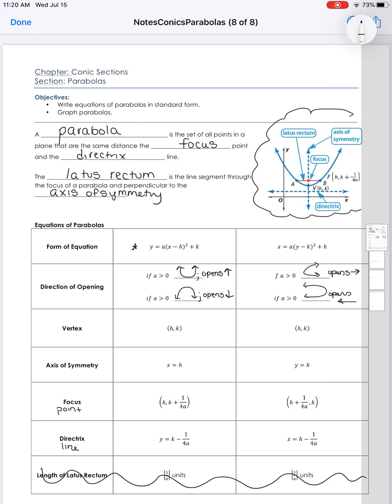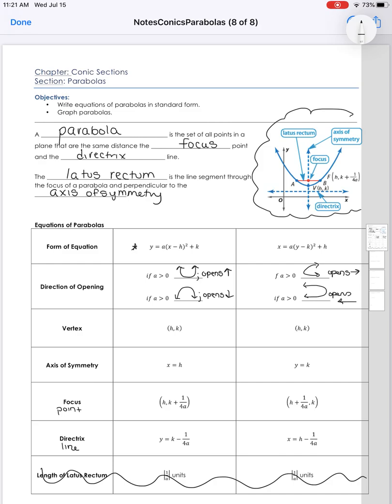The vertex still remains the same. What changes now, though, given that we flip the x and the y and the h and the k, is the axis of symmetry is now y equals k. The focus, we're now adding the 1 over 4a to the h value. And the same goes for the directrix. We're now taking it away.